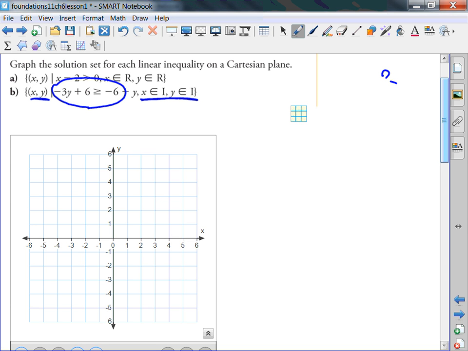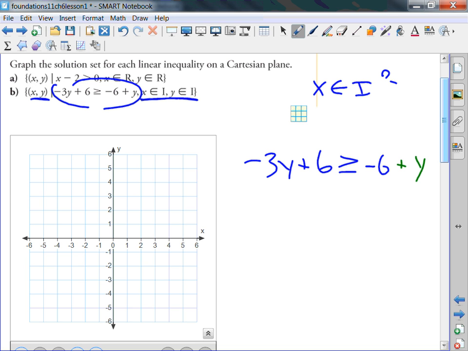So let's come down here and rewrite it. We've got negative 3y plus 6 is greater than or equal to negative 6 plus y. X is an element of the integer system. Y is an element of the integer system. So that's going to tell us there are restrictions on the variables. Again, our shading is going to be dictated by that.